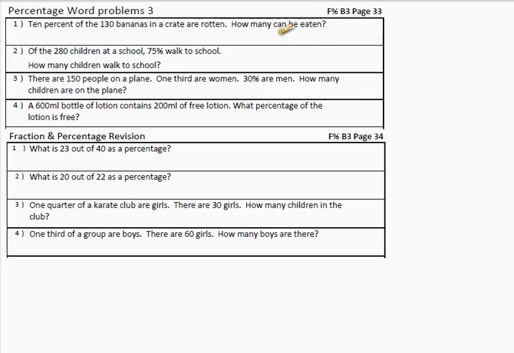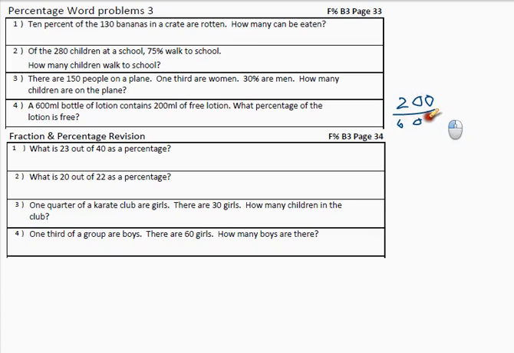Okay, maybe you will find this one difficult. 600 milliliter of lotion contains 200 milliliter of free lotion. What percentage is free? Okay, so we need to think 200 milliliter is free, so it's 200 out of 600.